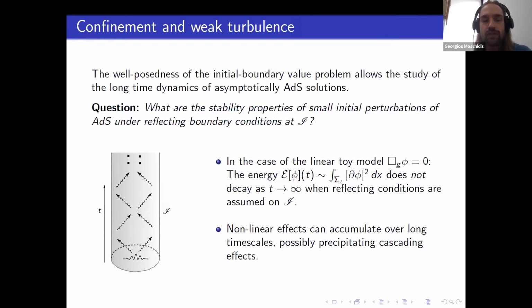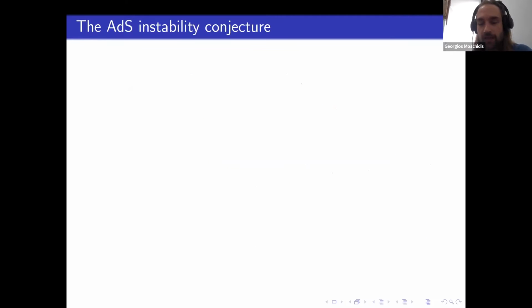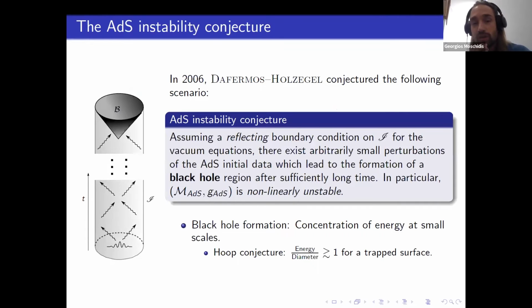So the natural question to ask is the following. In this setting of confinement for the Einstein equations, so when we look at the perturbations of AdS, can you see weak turbulence appearing for the Einstein field equations? And back in 2006, Dafermos and Holzegel conjectured that yes.